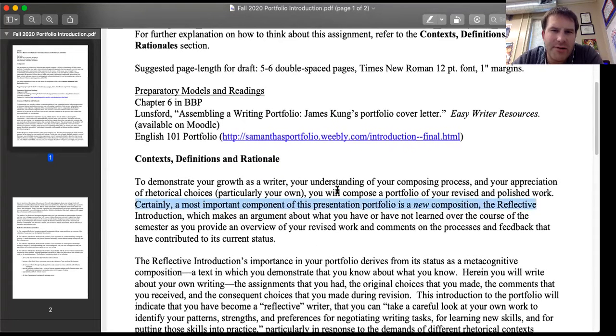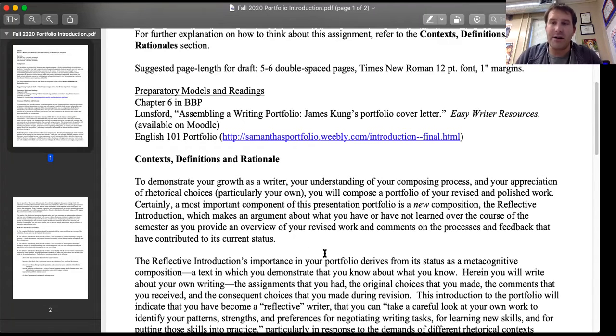To demonstrate your growth as a writer, your understanding of your composing pieces, and your appreciation of rhetorical choices, particularly your own, you will compose a portfolio of your revised and polished work. The most important component of this presentation portfolio is a new composition, the reflective introduction, which makes an argument about what you have or have not learned over the course of the semester, as you provide an overview of your revised work and comments on the processes and feedback that have contributed to its status.